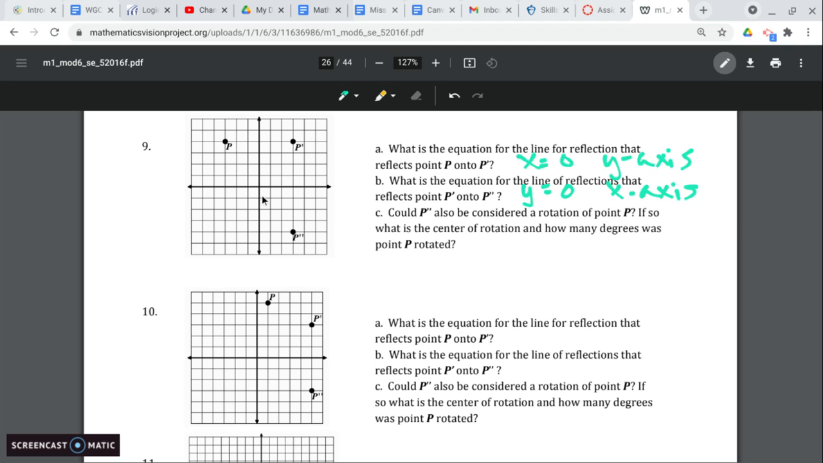Now, could P double prime also be considered a rotation of point P? If so, what is the center of rotation and how many degrees was point P rotated? So notice P and P prime lie in the same line, which means it's a 180 degree rotation about the origin.